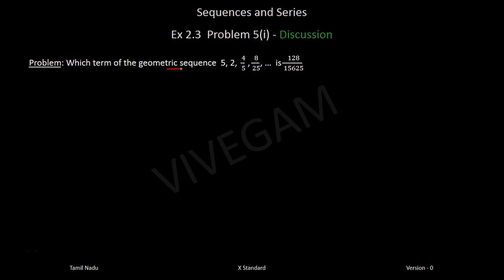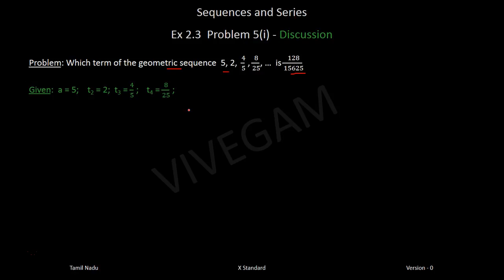It's a geometric sequence. They have given T1, T2, T3, T4, and they have given another term Tn. We don't know what it is. So I think this is basically the given information. Let's write it out. A equal to 5, that is the first term T1, T2 is 2, T3 is 4/5, T4 is 8/25, and it's a geometric sequence.